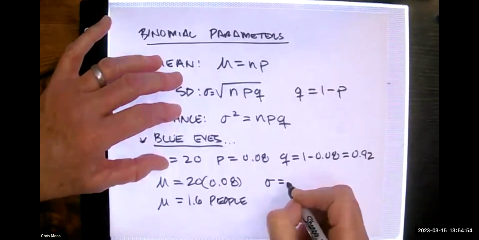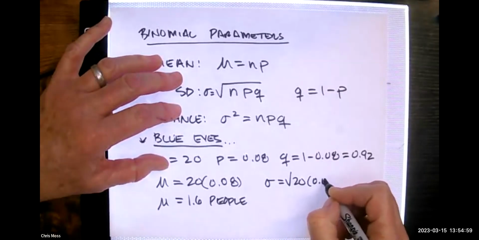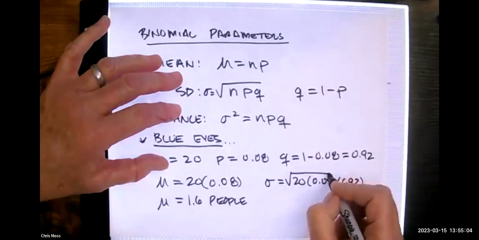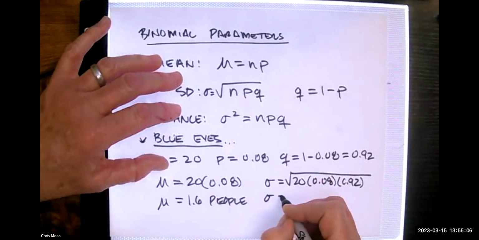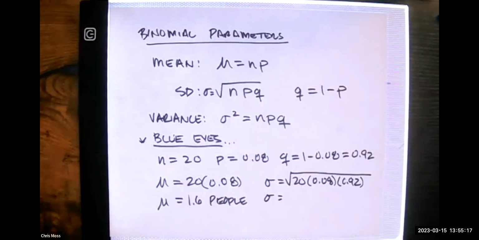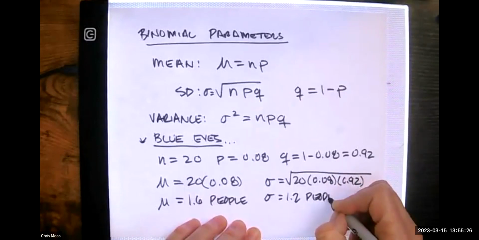So we got the 20 times 0.08. That gets me to 1.6 people. My standard deviation is the square root of 20 times 0.08 times 0.92. Or sigma equals... And again, your calculator finds this without issue. And I get a 1.2 and change. So we get 1.2 people.